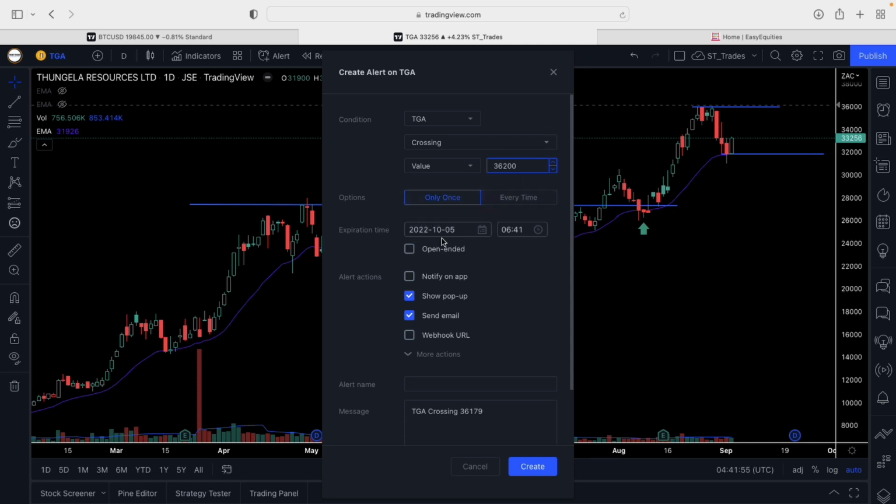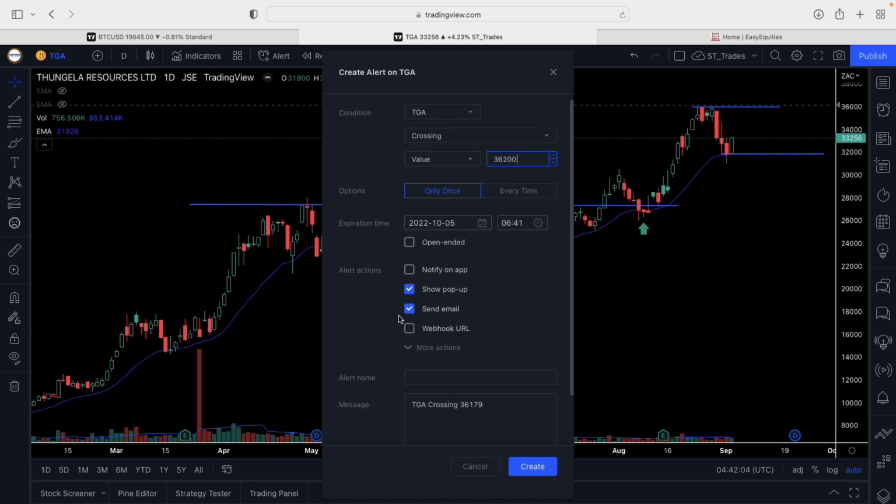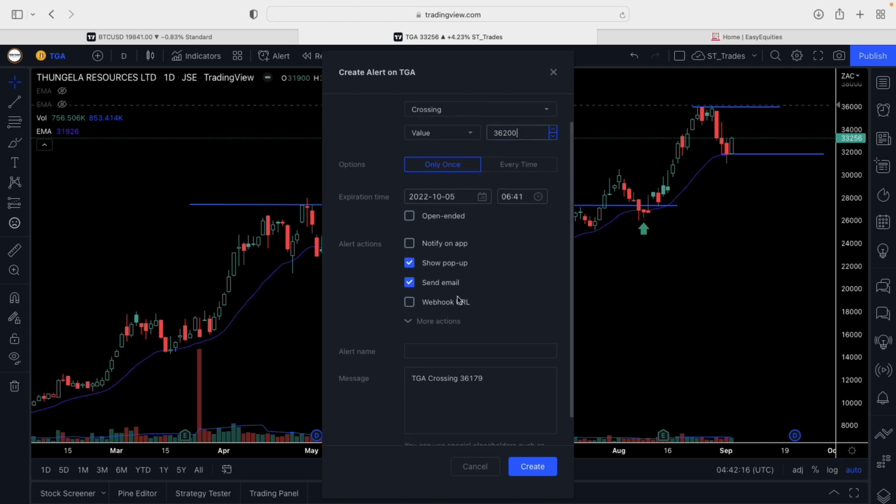So you see the expiration is in October 2022, so I hope that Thungela is going to reach that level before October 2022, right? Then I'm going to get an email. It will also, if I'm on TradingView, show a pop-up. I don't have the desktop app. I'm using a browser on TradingView. I prefer to use the browser. Then I'll just get an email. Then I'll be happy to log into my brokerage account and then place that buy stop order.